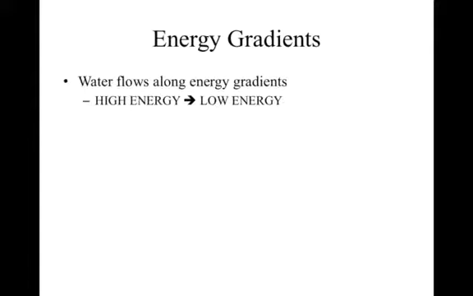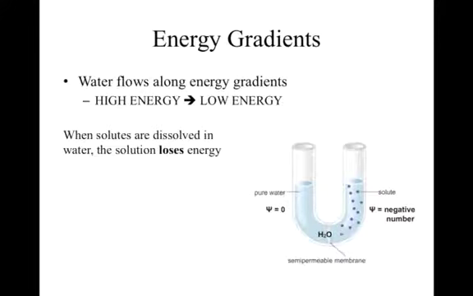Well, the nuts and bolts is that water flows along energy gradients. Water flows from a place where it has high energy to a place where it has low energy. And if that means it's leaving an organism, then that's what happens, and that's why the organism struggles to maintain a water balance. So there's a couple of different scenarios where water might move from a high energy to a low energy condition. The first is depending on salt concentrations.